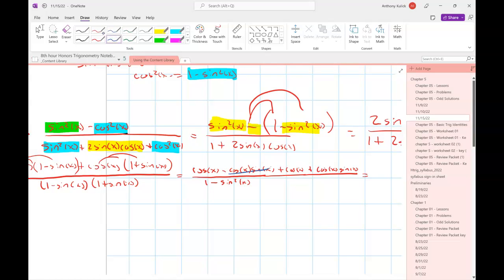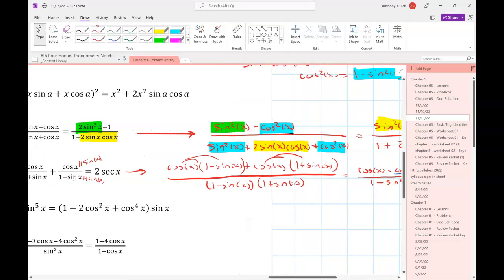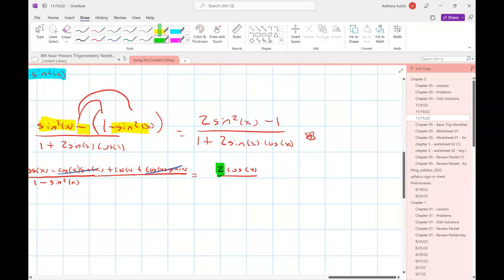And oh, look at this nice stuff. Boom, boom. That's all right. And then I have cosine x plus cosine x left in the numerator. Okay. Well, that's good because guess what I see? I see the 2 that I'm supposed to be getting. That's righteous. All right, 1 minus sine squared. Is there anything I can do with that?